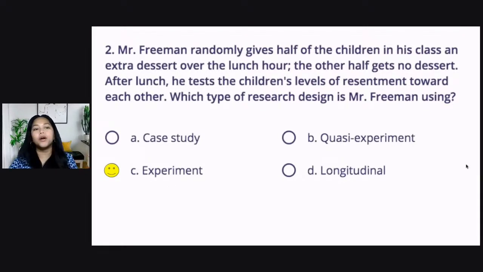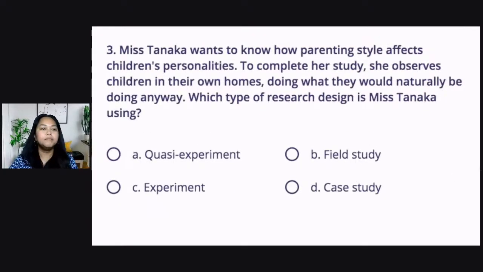All right, number 3. Miss Tanaka wants to know how parenting style affects children's personalities. To complete her study, she observes children in their own homes, doing what they would naturally be doing anyway. Which type of research design is Miss Tanaka using? Is it letter A, quasi-experiment, letter B, field study, letter C, experiment, or letter D, case study?